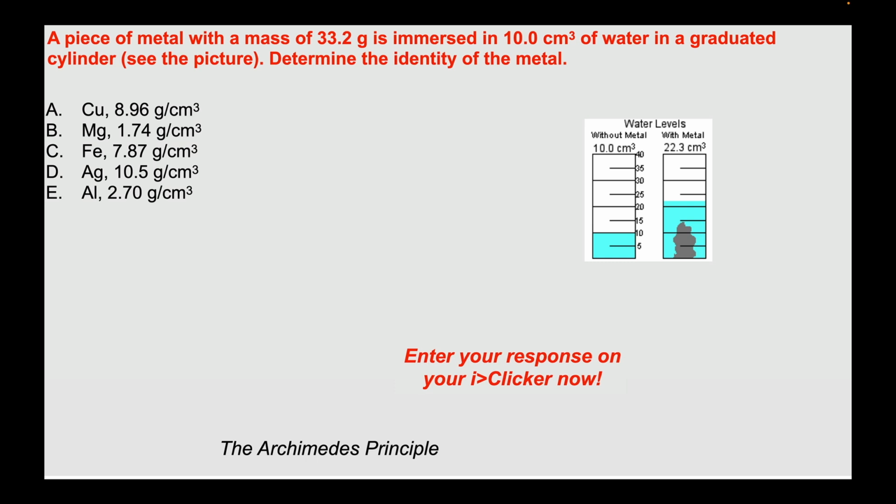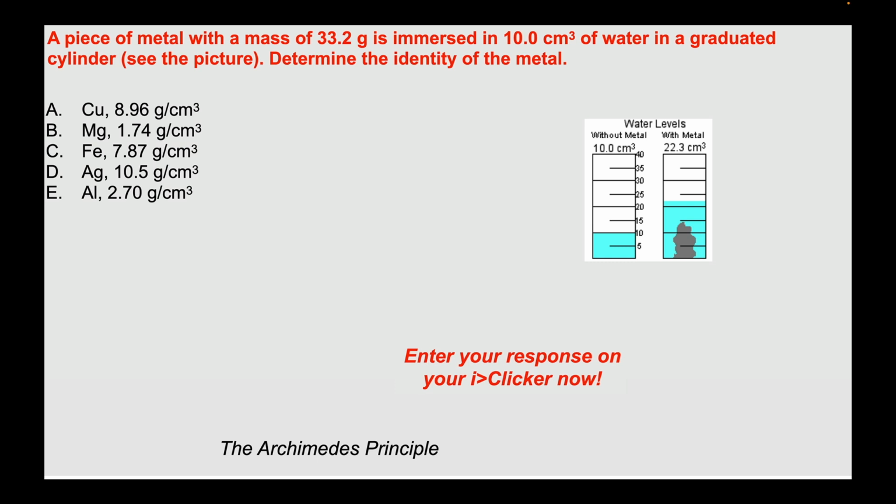In Archimedes' principle, you take that final volume with both, and subtract the volume of just the water to find the volume of your unknown metal. So in this case, we're not going to do length times width times height. We're going to do 22.3 minus 10 to get 12.3 centimeters cubed. That's the volume of the metal.